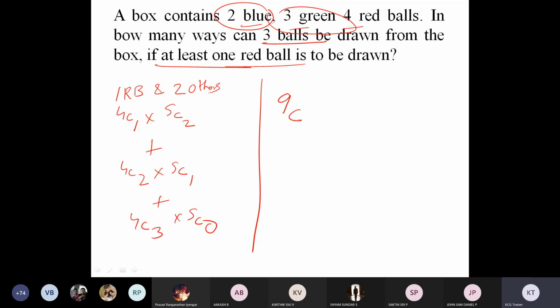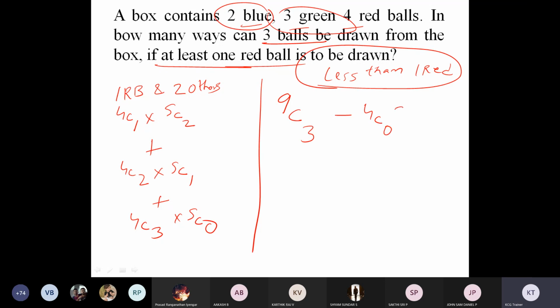Totally 9. From that 9, select 3. What is the condition? At least one red. That is minimum one red. What will you do against the condition? That is less than one red. Against the condition, less than one red means 0 red.